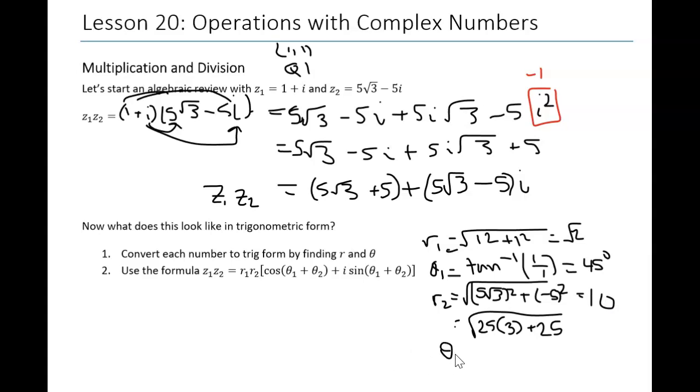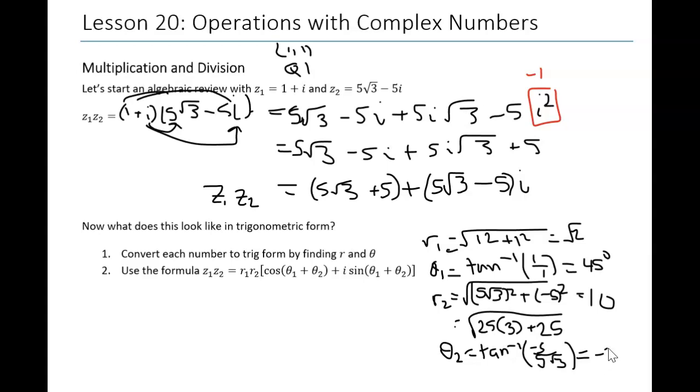Finally, we have theta 2, which is the inverse tangent of negative 5 over 5 radical 3. And we can type that into our calculator to get our exact answer, if there is an exact answer. I'm getting negative 30 degrees.